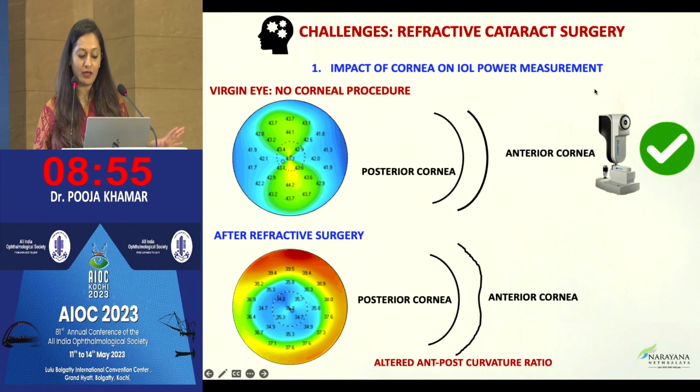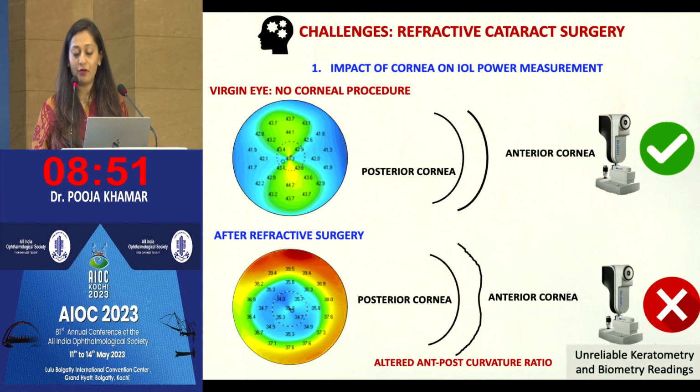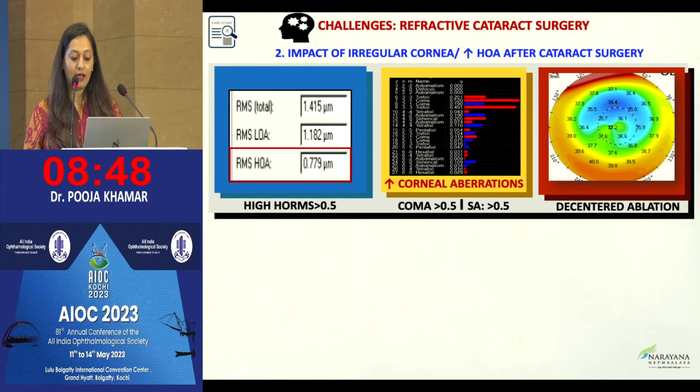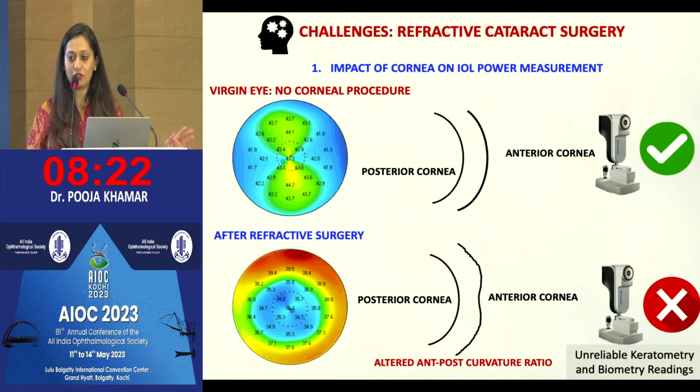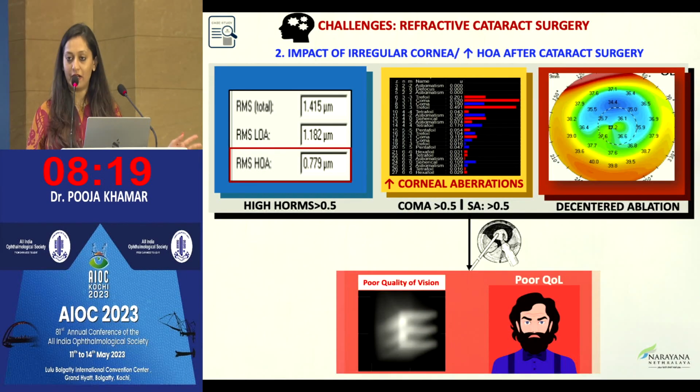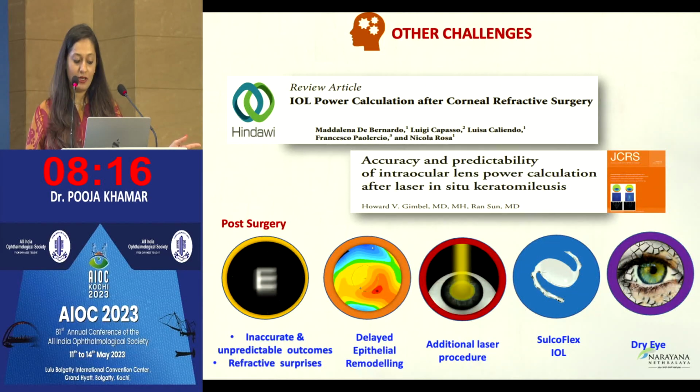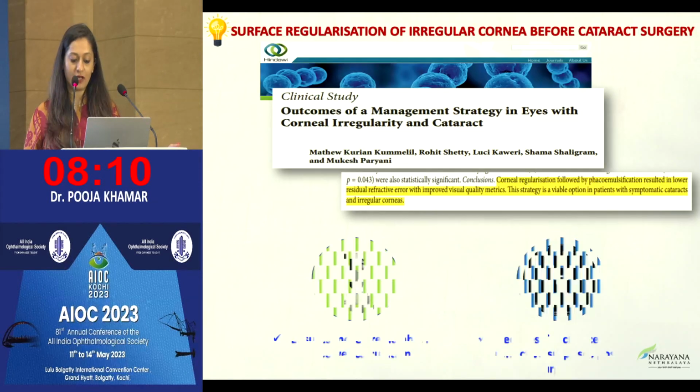If you have a regular cornea, the IOL biometry is not going to be a challenge. But if the patients have a decentered topography or a decentered ablation, they're going to have much higher aberrations on the cornea, higher HORMS, coma, spherical aberrations. If you do a cataract surgery on these patients, they are going to be unhappy with the quantity and quality of vision, and that's going to impact their quality of life also. If it's a well-centered topography like what you see here, it's not a problem. But if you see something like this and go ahead with cataract surgery, then the challenge comes, not only in the post-surgery outcomes, but also in the IOL power calculation as well.